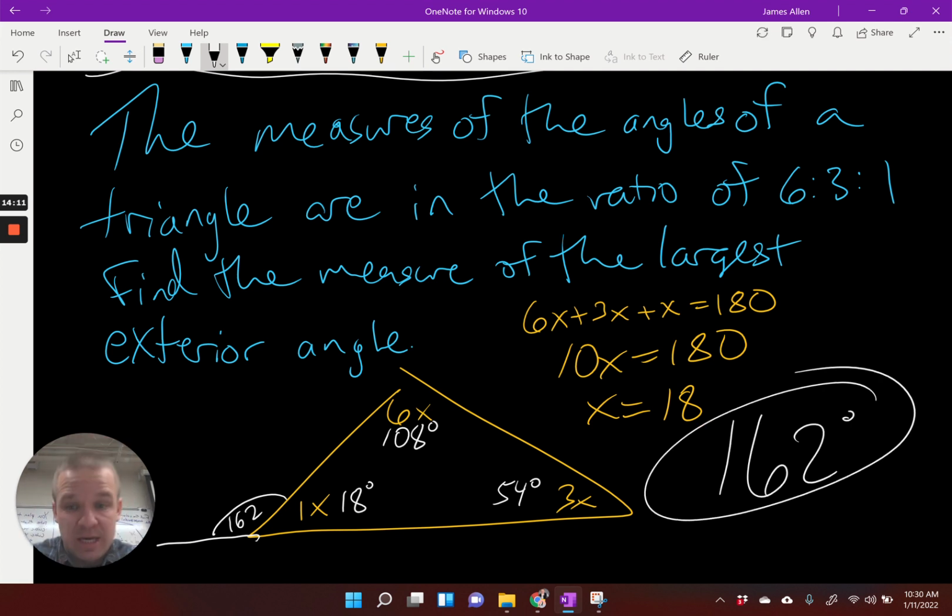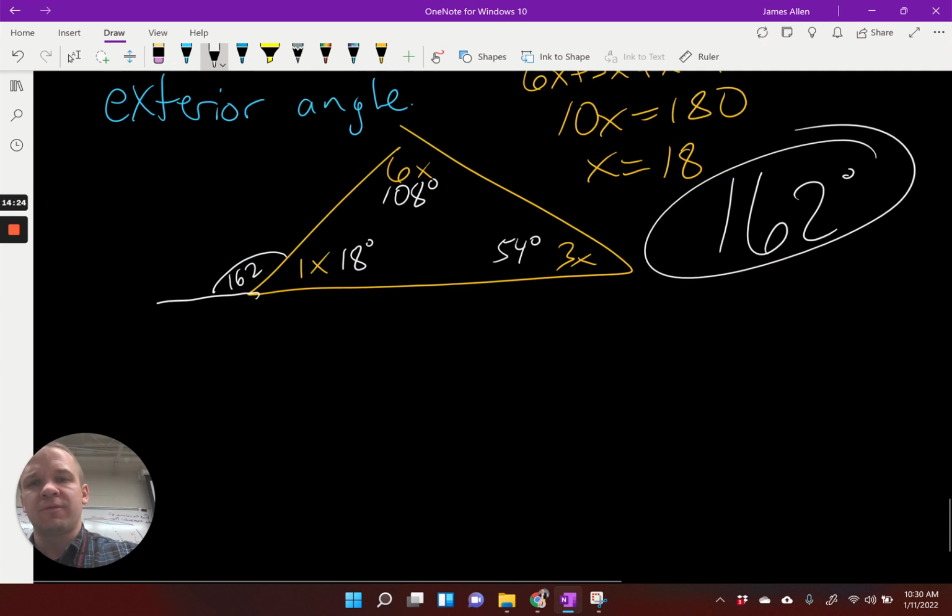I could have just asked what's the smallest angle of the triangle measure? That's 18. What's the largest angle of the triangle? 108. What's the smallest exterior angle? So on and so forth, right? A lot of questions we could ask here. That was pretty good, right? I like that one. That's fun. Okay, another one.